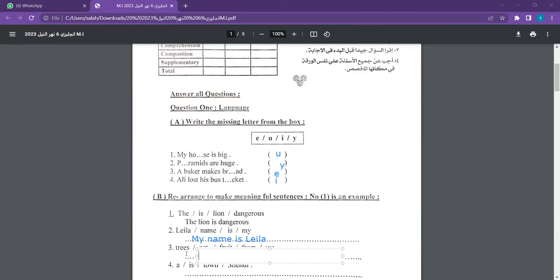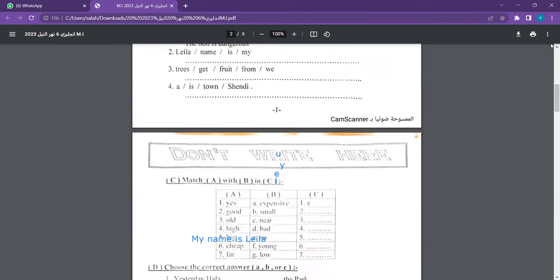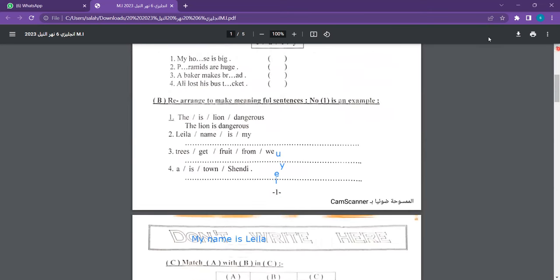Okay, number three, Omar and Ruba. Trees get fruit from we. How can I put it? Yes, we get fruit from tree. We get fruit from trees. Okay, let us write it. We must write here. We get, we get what? Sorry? Fruit from. Yes, me, very good. We get fruit. We get fruit from trees. Good job, my dear.